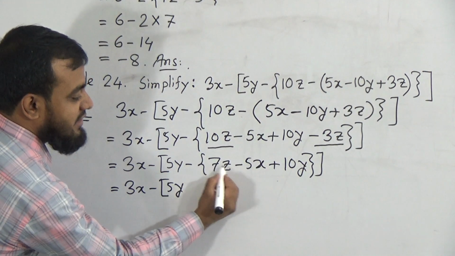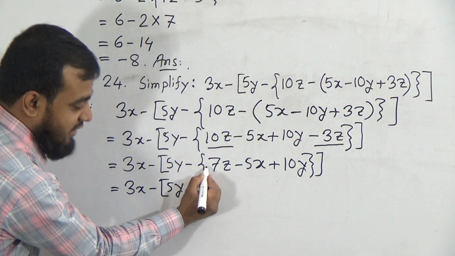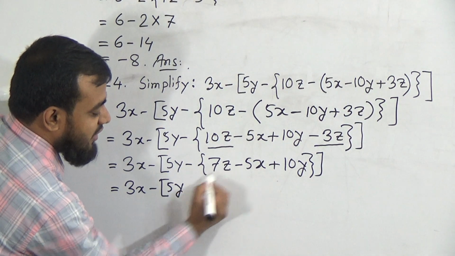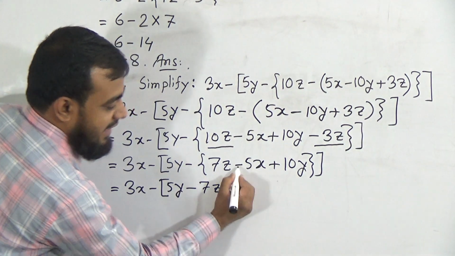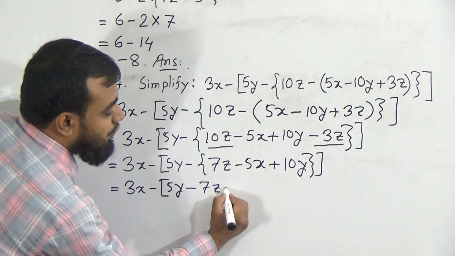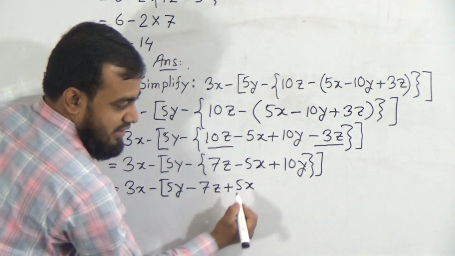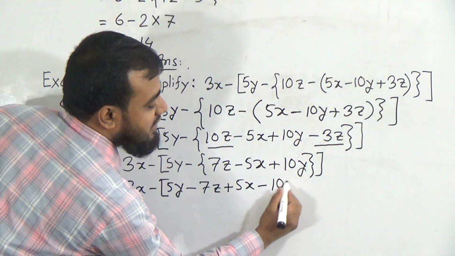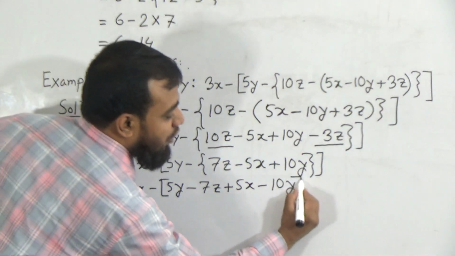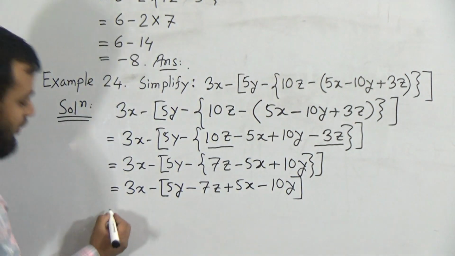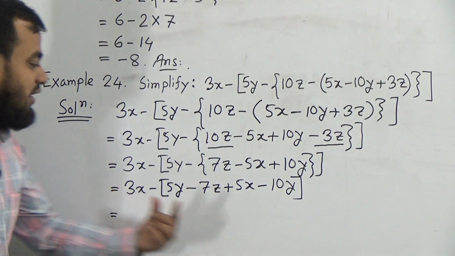Look, 7z has a plus sign, no sign is this plus sign, so 7z will take a minus sign, minus 7z. Now my dear students, 5x has a minus sign before, so 5x will take a plus sign, plus 5x, and 10y has a plus sign before, so 10y will take a minus sign, and we have omitted the second bracket, so we will give only the third bracket now. Now the second bracket work is done. After this we need to solve the third bracket work.